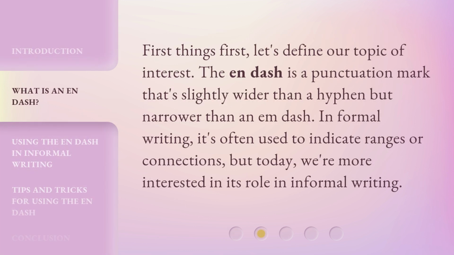First things first, let's define our topic of interest. The N-dash is a punctuation mark that's slightly wider than a hyphen but narrower than an M-dash. In formal writing, it's often used to indicate ranges or connections, but today, we're more interested in its role in informal writing.